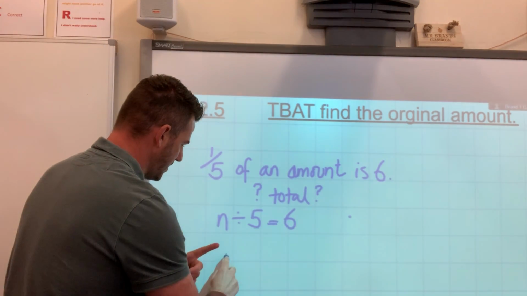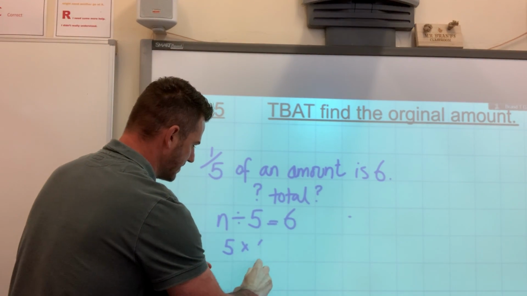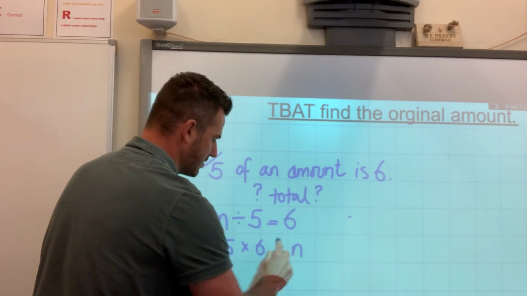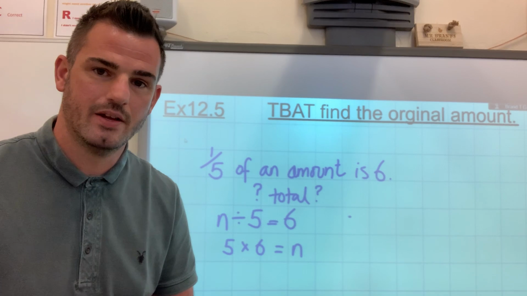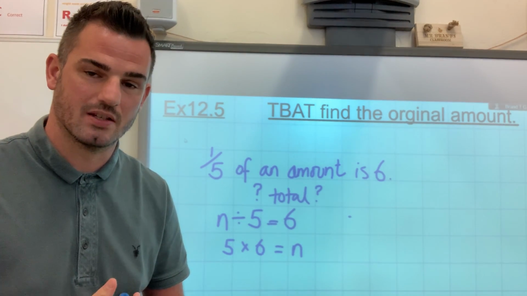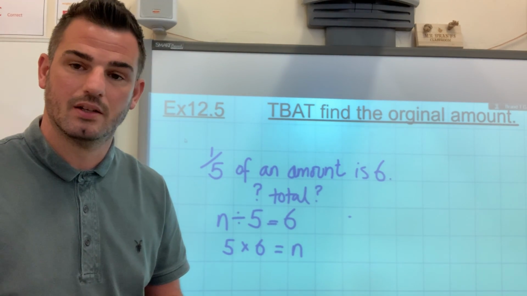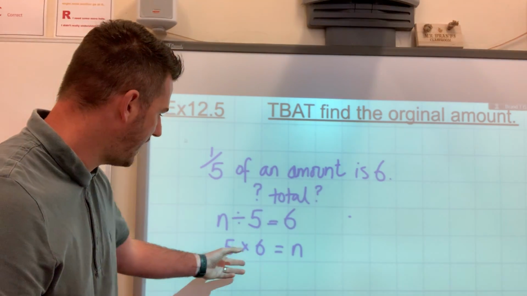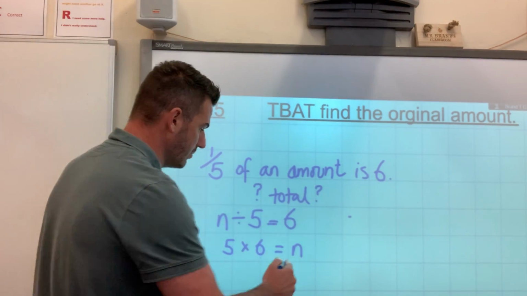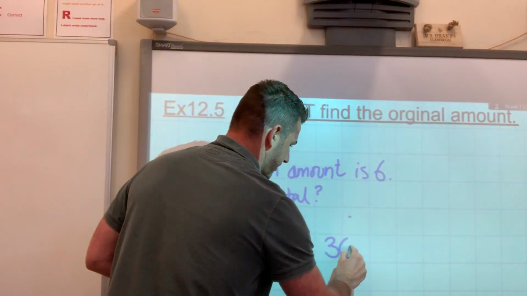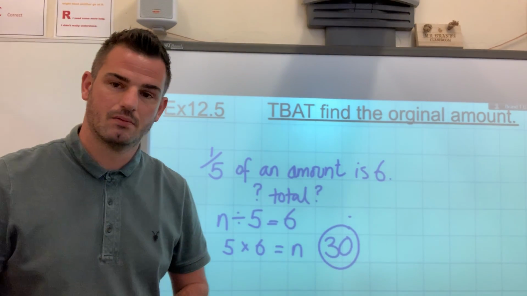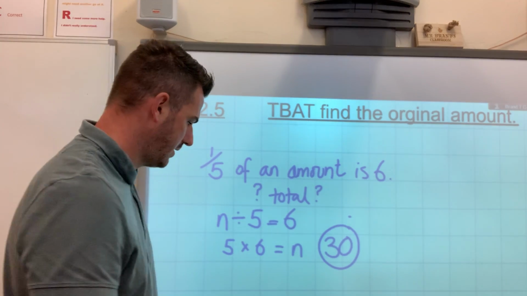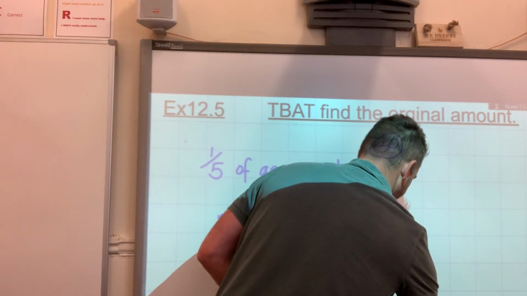So let's use the inverse to find that total. So 5 multiplied by 6 is going to give us n, or the number. Now you don't always have to write n, I'm just using that to illustrate this, and this can be then used to apply in any question. But 5 times 6 gives you that value, and you would know the value here would be 30. So the original amount is 30. Let's do another example.